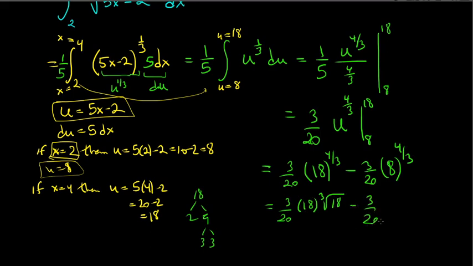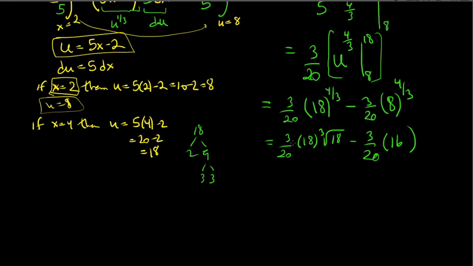Minus 3 over 20, and we could have factored out the 3 over 20. In other words, we could have done it this way. I decided to distribute, so that's supposed to be 20. So this is the cube root of 8, which is 2, and 2 to the 4th is 16. So that works out to a nice number. Obviously, this one does not.